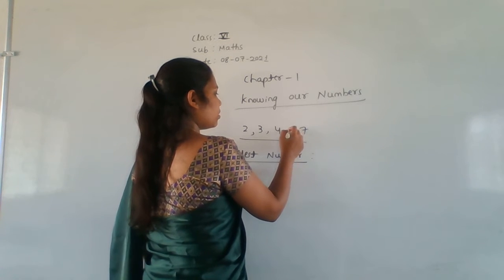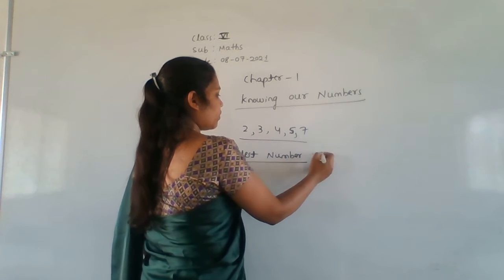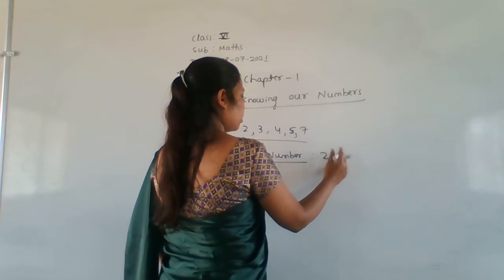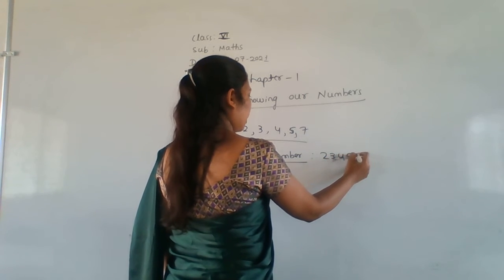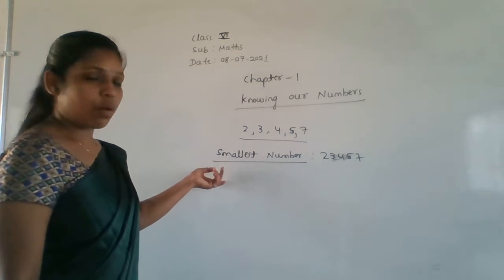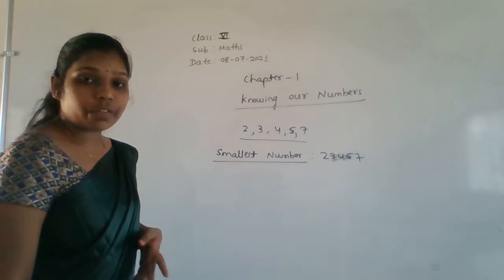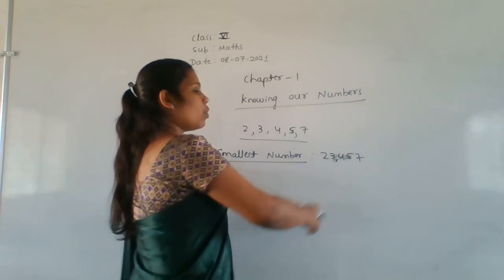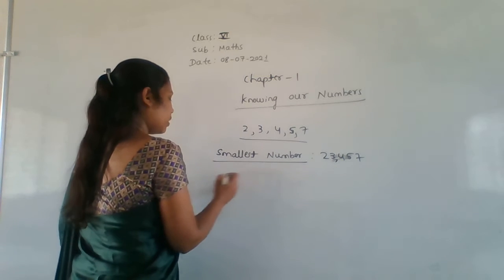How to form the smallest number here? See, the first value is 2, next is 3, 4, so 2, 3, 4, 5, 7. Writing the ascending order of the digits gives the smallest number. Writing the descending order gives the biggest number. So the smallest number here is 23,457.